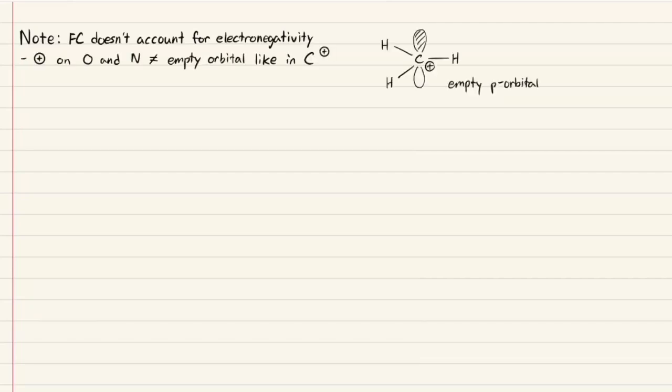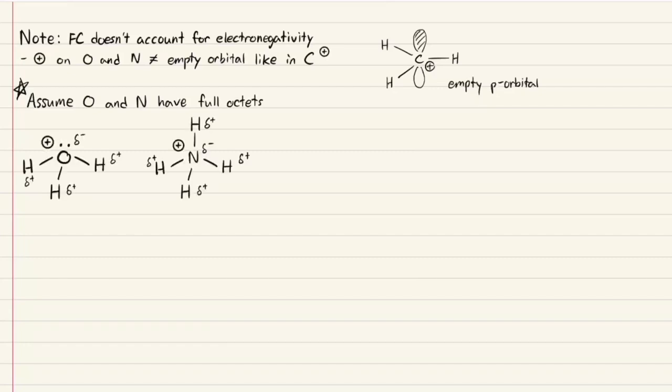It's important to recognize that formal charges do not account for the unequal sharing of electrons due to electronegativity. While we assign formal charges to oxygen and nitrogen, these positive charges do not indicate an empty orbital, as in the case of a carbocation ion. We assume that oxygen and nitrogen still have full octets. The differences in electronegativity between these atoms and hydrogen explain the unequal sharing of electrons, resulting in partial negative charges on oxygen and nitrogen and partial positive charges on the hydrogen atoms.